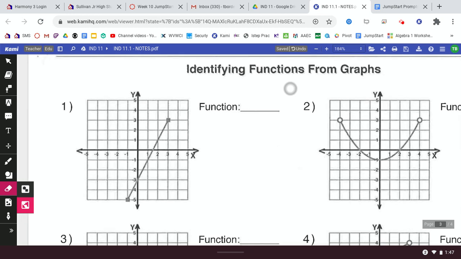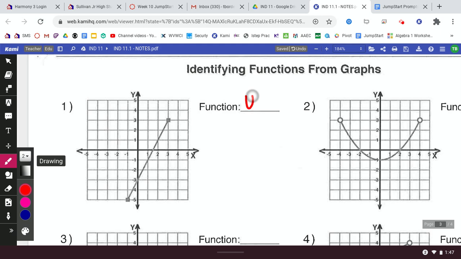All right, I want you to tell me yes or no, and if it's no, I want you to tell me why. Andrew, is number 1 a function? Good. It is a function, right? It's a graph, so you use the vertical line test. Ms. Gordon?